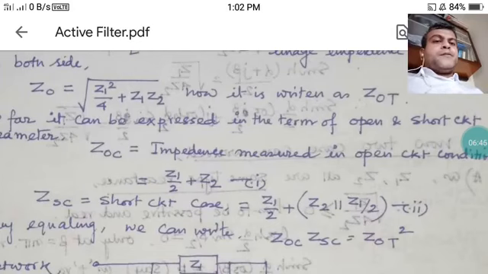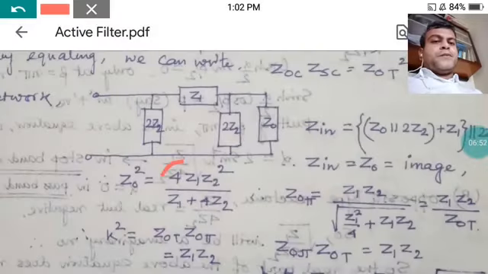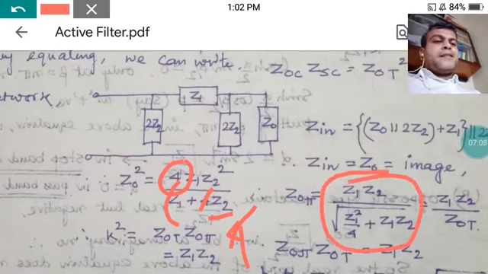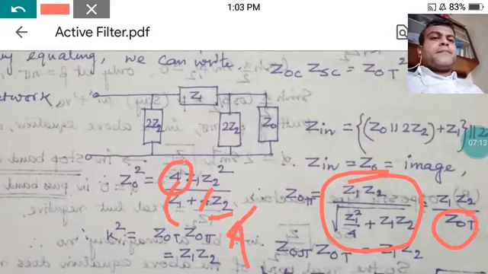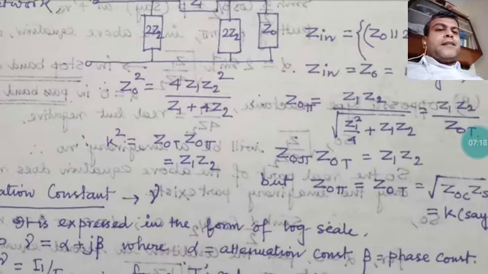So if you are just dividing this Z1 by 4 and this is by 4, obviously these two will be cancelled. So it will be Z2 plus Z1 by 4, and obviously one Z1 will be multiplied with this, so finally it is coming like this. So it is Z1 Z2 by Z0t. Now finally we can conclude that Z0 pi by Z0t equals Z1 Z2.